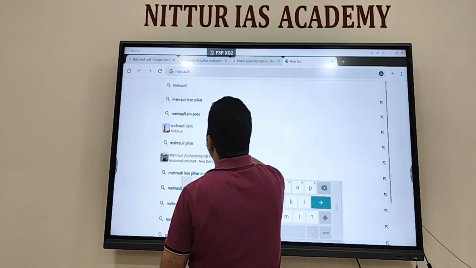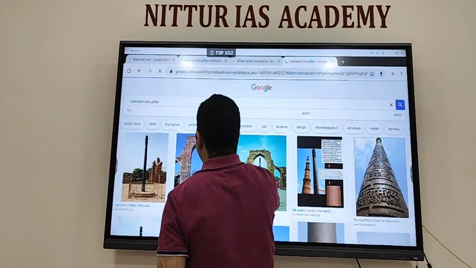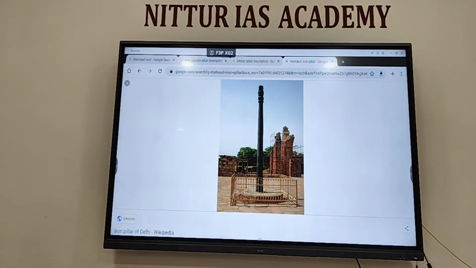Last add-on, the Mehrauli pillar inscription. Mehrauli is in Delhi. It is an iron pillar inscription, Loha Stambha, belonging to the Chandragupta II period.